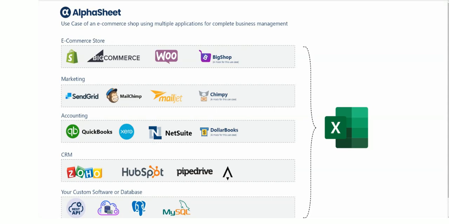So let me explain a very good use case of an e-commerce shop that is using multiple applications for business management. So we are assuming this e-commerce shop is using an e-commerce SaaS-based application to host the website, to take orders. And then they are using one SaaS application to run email campaigns, another SaaS application to manage their accounting, and maybe some custom software for invoicing, billing, and purchases.